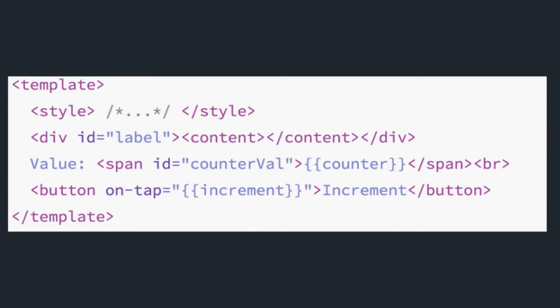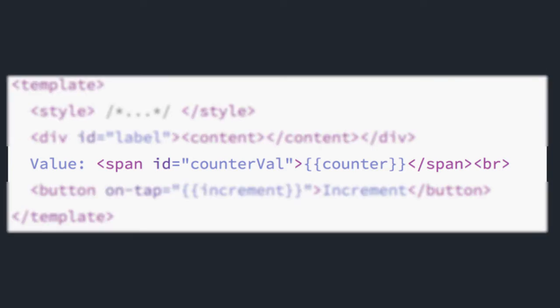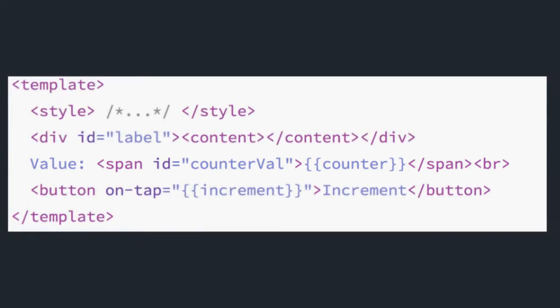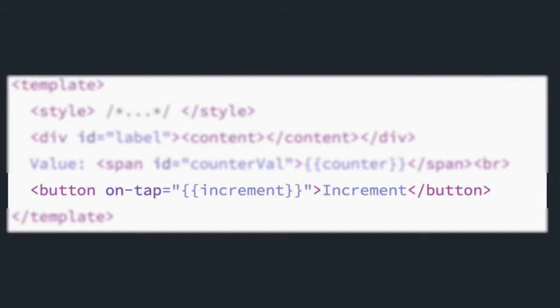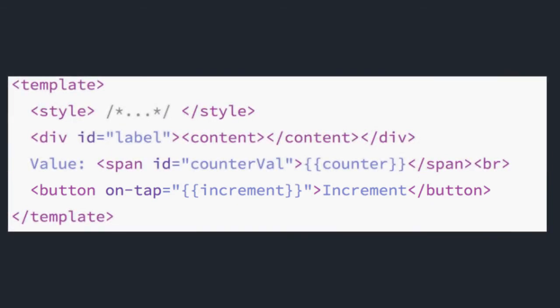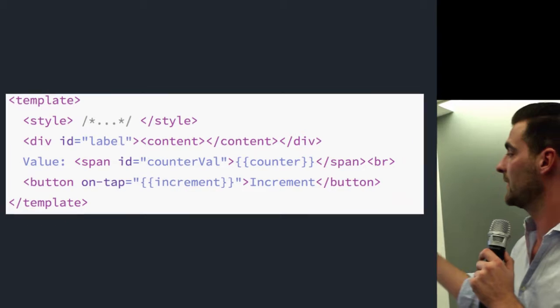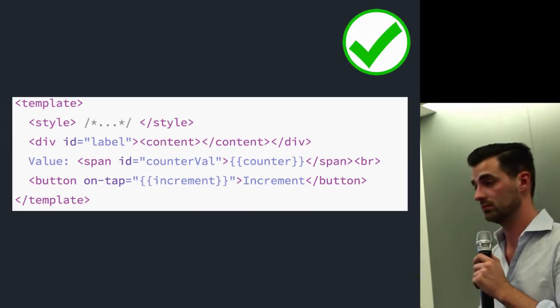So we've got our little mustache syntax just like there. So counter will actually output there and actually will be updated when we change the counter. And then we've even got event handling inline. So I can say increment, and in this case it's a function. And so when you tap that button, either on a mobile device or on a desktop, it will call increment. Really cool.